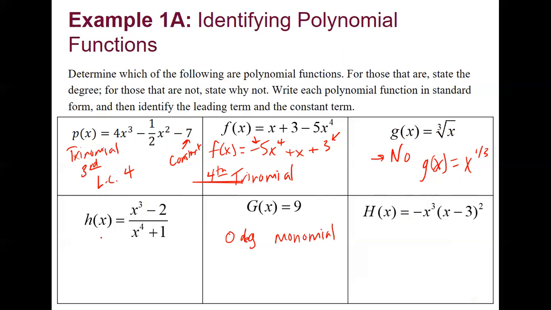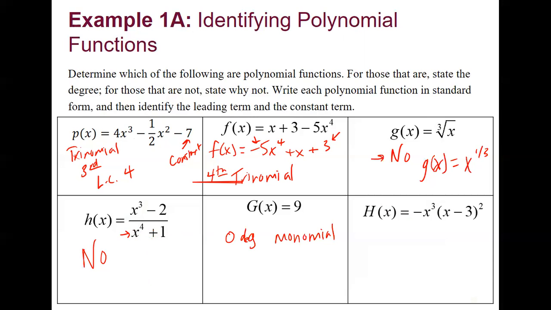Okay, here, h of x, is it a polynomial? H of x is a no. This is a rational function. How do I know it's a rational function? This guy. Rational means you have a variable in the denominator. So thinking about our parent functions, this is a rational function because there's a variable in the denominator. So therefore, I can't classify it as a polynomial because it's not even a polynomial.